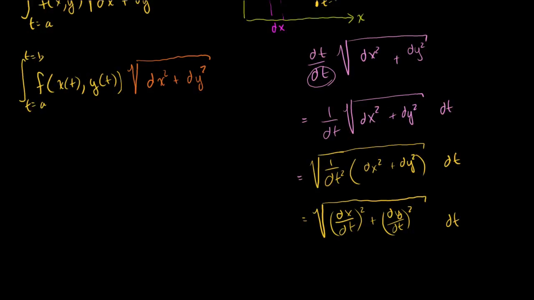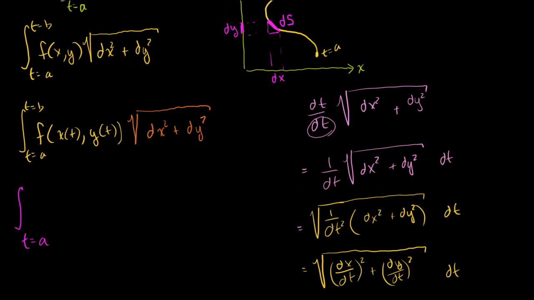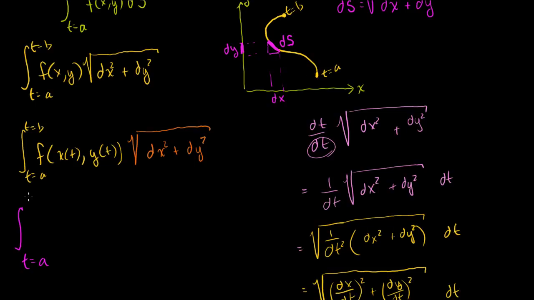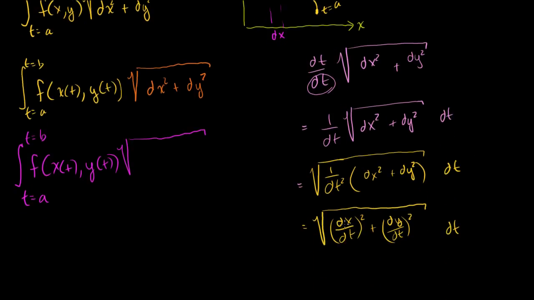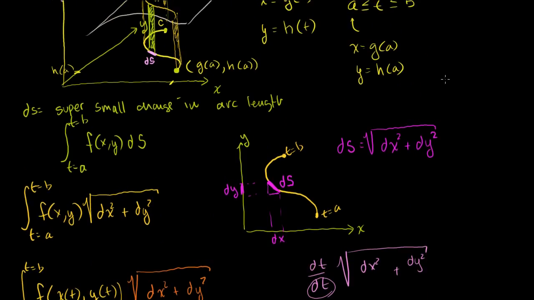And I'll switch colors just for the sake of it. So we have the integral from t is equal to a, and let me get our drawing back, from t is equal to a to t is equal to b of f of x of t and y of t. They're both functions of t. And now instead of this expression, we can write the square root of, well, what's dx? What's the change in x with respect to time, or whatever this parameter is? What is dx dt? Dx dt, let me write this down.